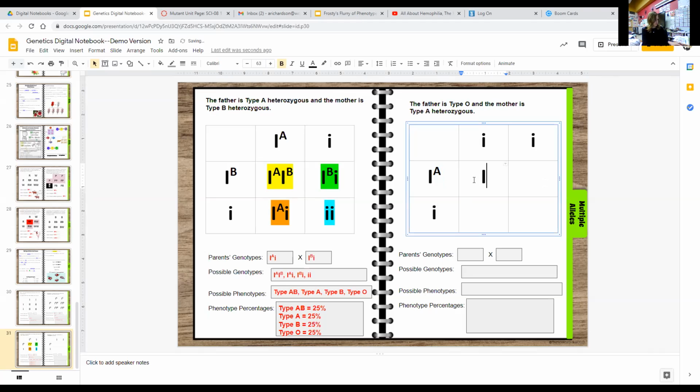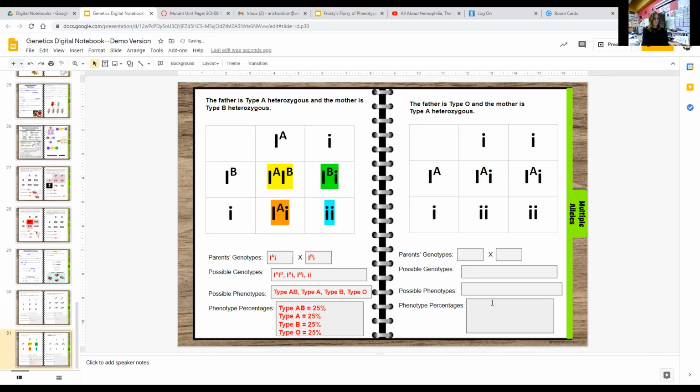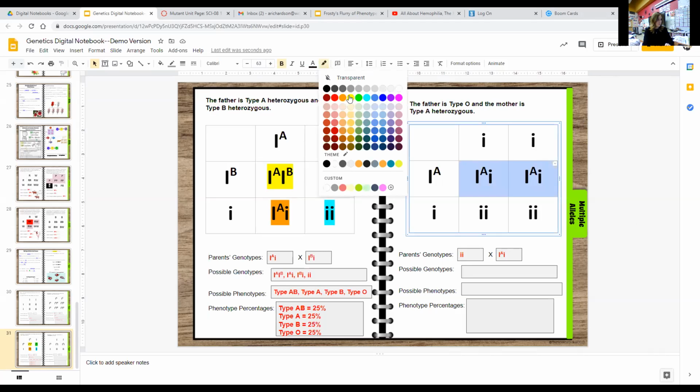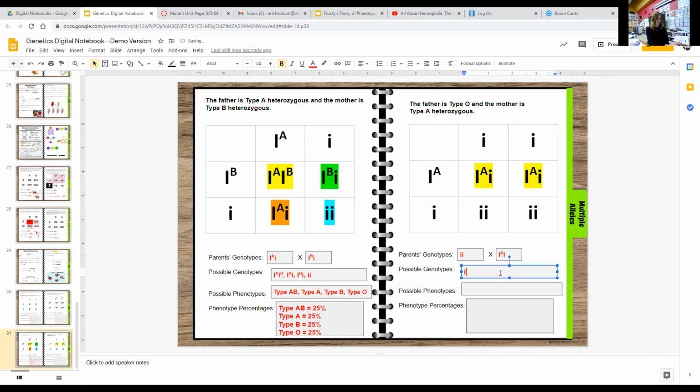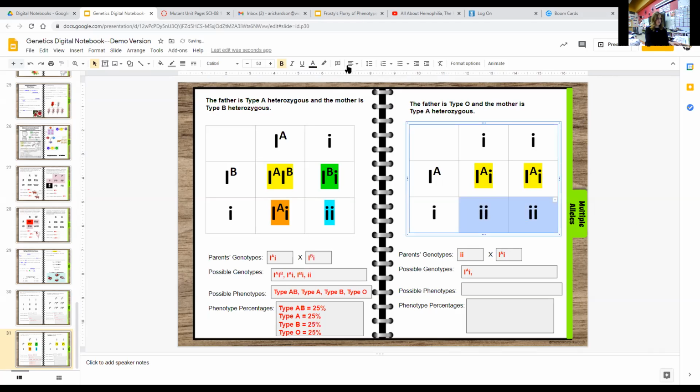So we're gonna do one, take my I's down first. Type my IA across, and I'm gonna put that as a superscript. And then take my little i's across. So parents' genotype, dad was little i little i. Mom was IA, little i. So the possible genotypes from this cross, well, we have right here is IA, little i. So that's one. So we get IA, little i, and we also get little i.